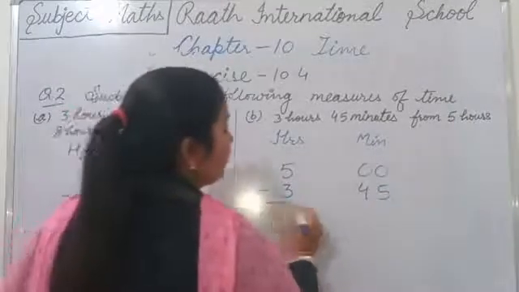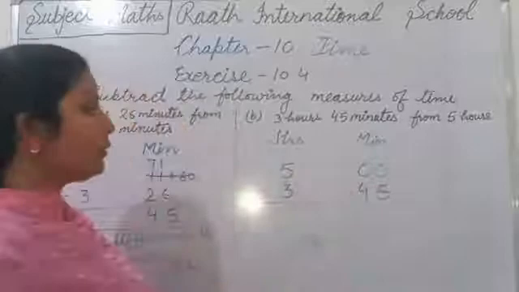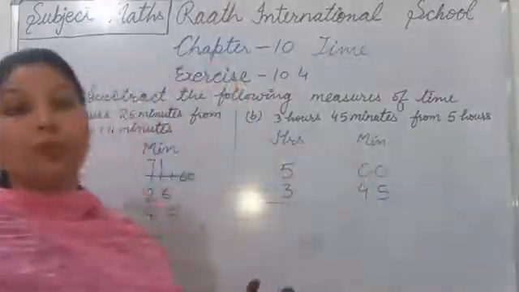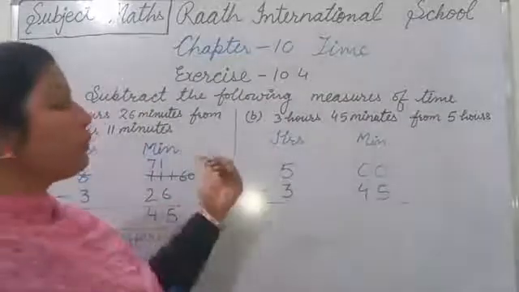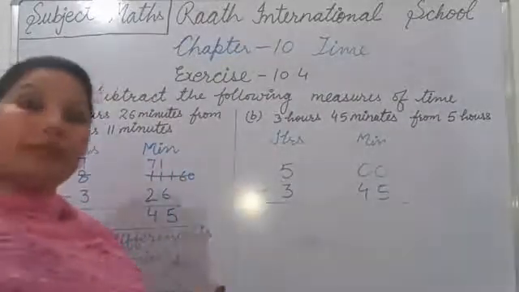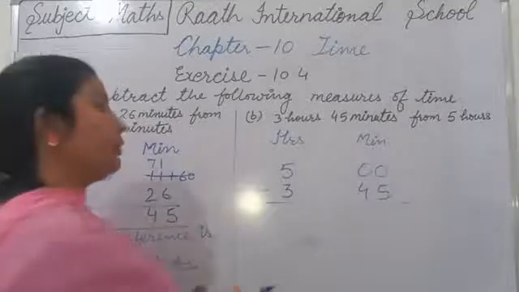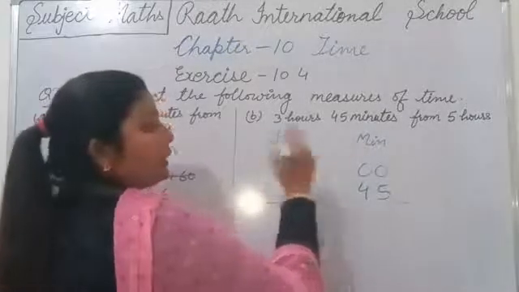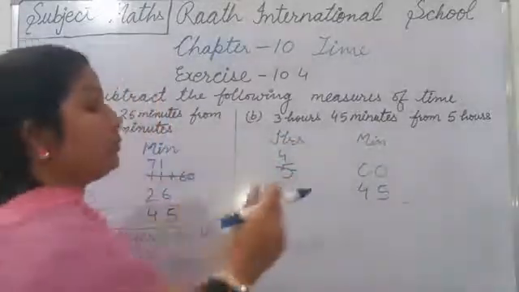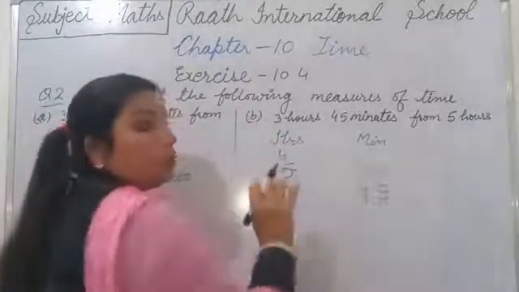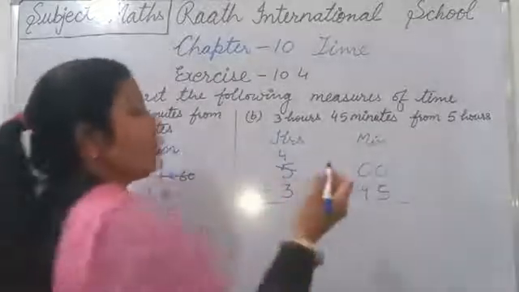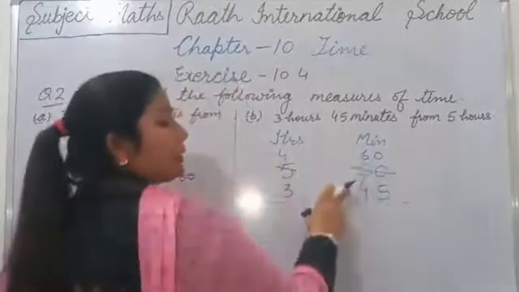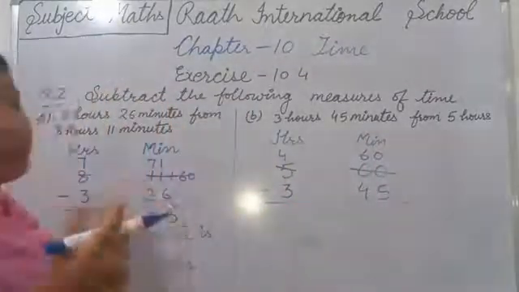Now we will do subtraction. We can see that from 0 minutes we can't subtract 45. So in that condition we will take borrowing from the hour. As we know that 1 hour has 60 minutes, we will take 1 hour into the minutes. So there will be 4 hours, and 1 hour comes into the minutes, so there is 60. And already there is 0, so 0 plus 60 is 60. So at the place of 0 there will be 60 minutes. Now we can subtract 45 from 60.